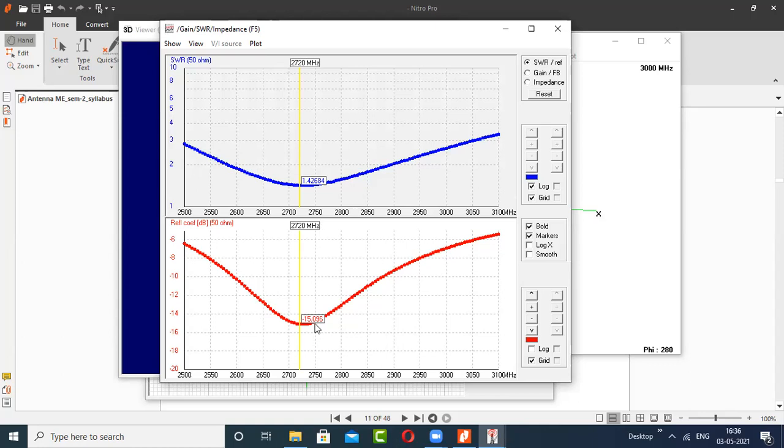Width has improved the bandwidth. Frequency has got reduced, of course, that is there. See, our actual design frequency is 3 gigahertz. So this antenna is actually not working at 3 gigahertz, right?